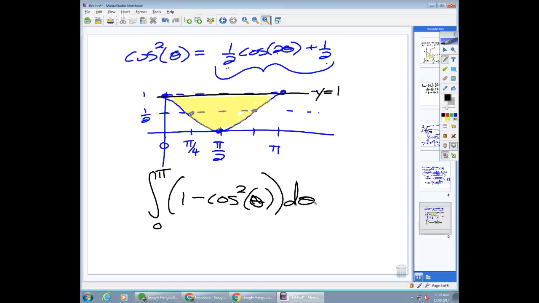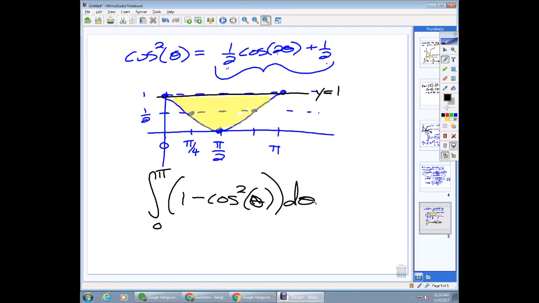Some other things to consider. Is there any symmetry here? Where does the symmetry lie in this particular shape? Is there a line of symmetry somewhere? At x equals pi over 2. So I know I don't mind integrating from 0 to pi. We could double the integral from 0 to pi over 2 if we wanted to. But I don't know if pi over 2 is any easier to plug in than pi. So that doesn't really help us too much. But it's always good to consider symmetry.